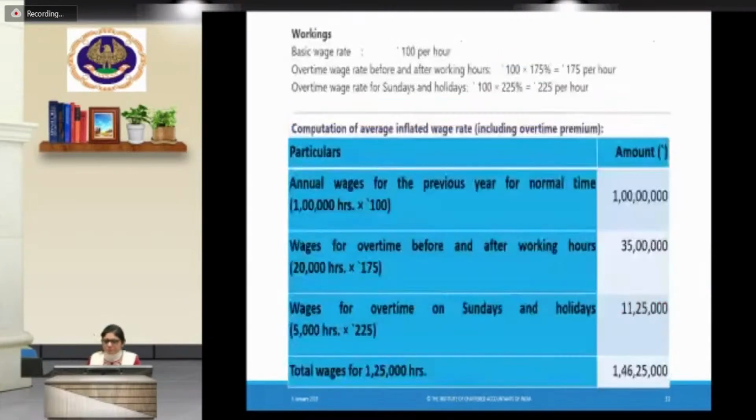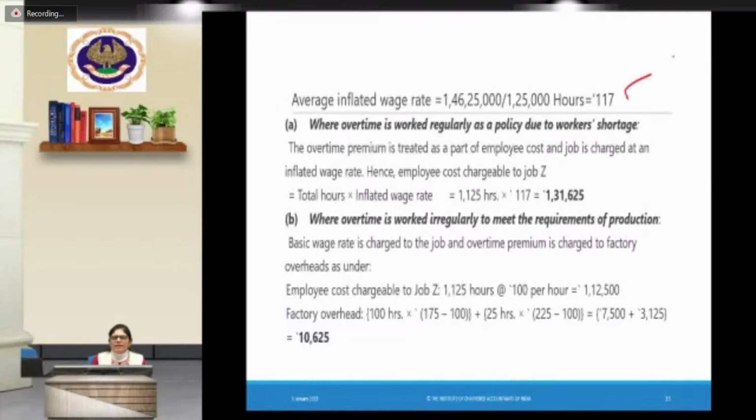Clear? So if we work it out here, this was the first case we were doing: the basic rate, the 175 rate and 225. I think we have understood that per hour. This was the first case, the total cost which we have done: 1 lakh into 100, 20,000 into 175, 5,000 into 225. The total wages for 125,000 hours was this. So this is the rate we calculated, total cost divided by the total hours, which we considered as normal in the first case. So where it is worked regularly, this will be the cost of the job.